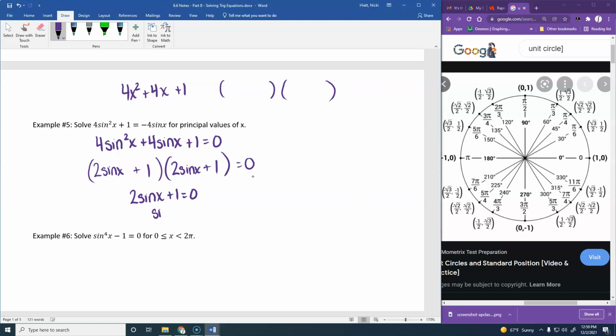So 2 sine x equals negative 1. So sine x equals negative 1/2. Where does sine equal negative 1/2? Negative pi over 6. I like that Matthew said negative pi over 6 because this one asks for principal values, right? So instead of saying 11 pi over 6, we're going to say negative pi over 6.